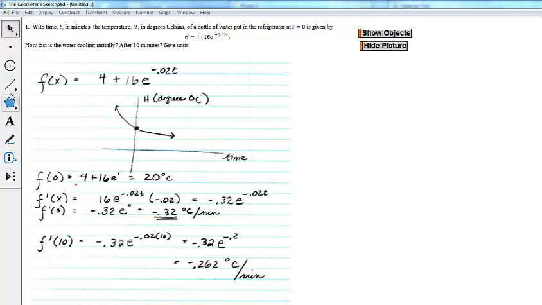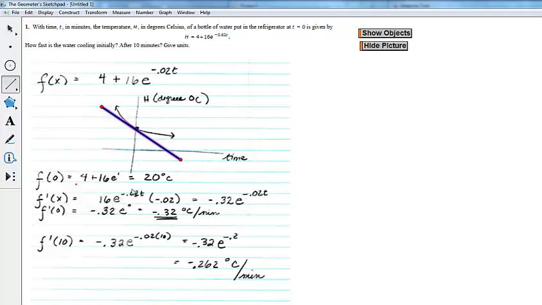So the first question is, what is the slope of the tangent line right about there when the time is equal to 0? So what we can do is we note first of all that if I put 0 in for t, I'm going to get the function at time 0 is 4 plus 16, which is 20, which means that when it first goes in, it's 20 degrees Celsius. It also makes sense that the temperature is decreasing because we're putting it in the refrigerator. So to figure out how fast it's cooling, we want to find the derivative.